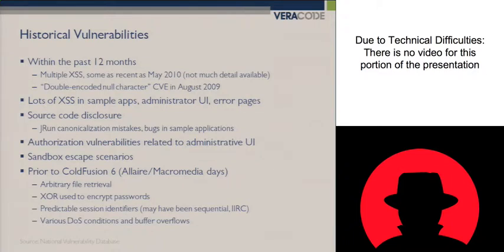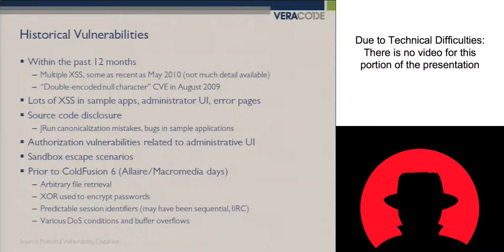In the earlier versions, prior to ColdFusion 6, when it was the Allaire Macromedia days, you had arbitrary file retrieval. There was some pretty ugly stuff with XOR encrypting passwords. Every J2EE server pretty much had predictable session identifiers, and ColdFusion was no exception to that. And there have been recent vulnerabilities as well.